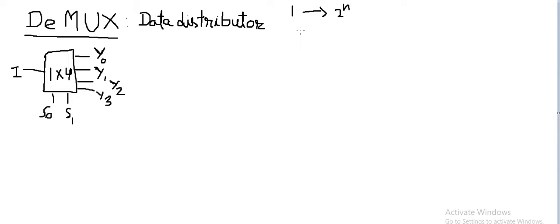Here you can see in this example I have a 1 cross 4 demultiplexer, because I is an input and it distributes 4 outputs y0, y1, y2 and y3 with the help of selection lines. Here n is the number of selection lines. So if n is 2 selection lines, then it will distribute this single input into 4 outputs, and if the value of n is 3, then it will distribute this one input into 8 outputs.